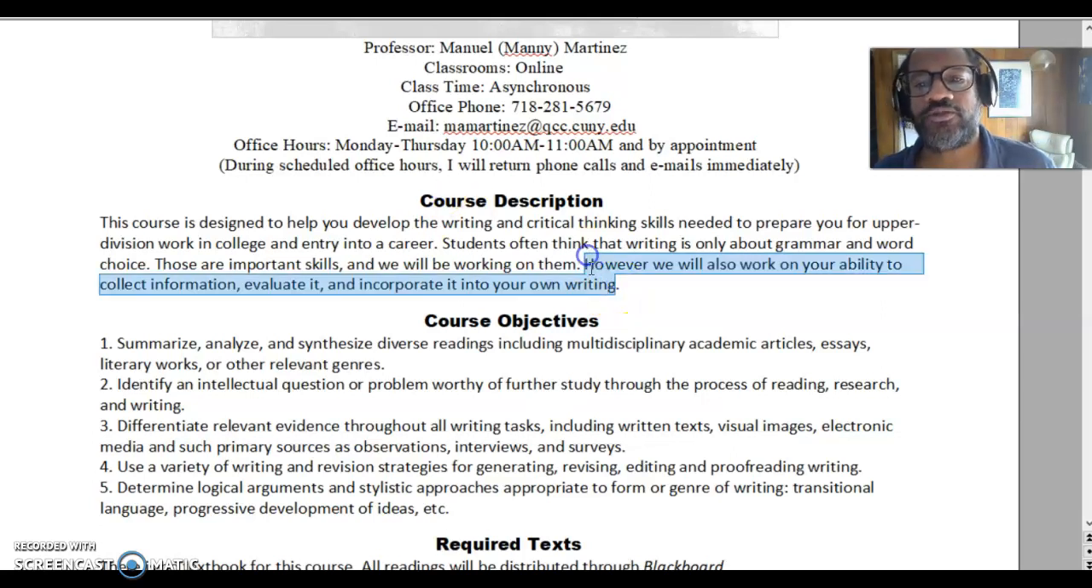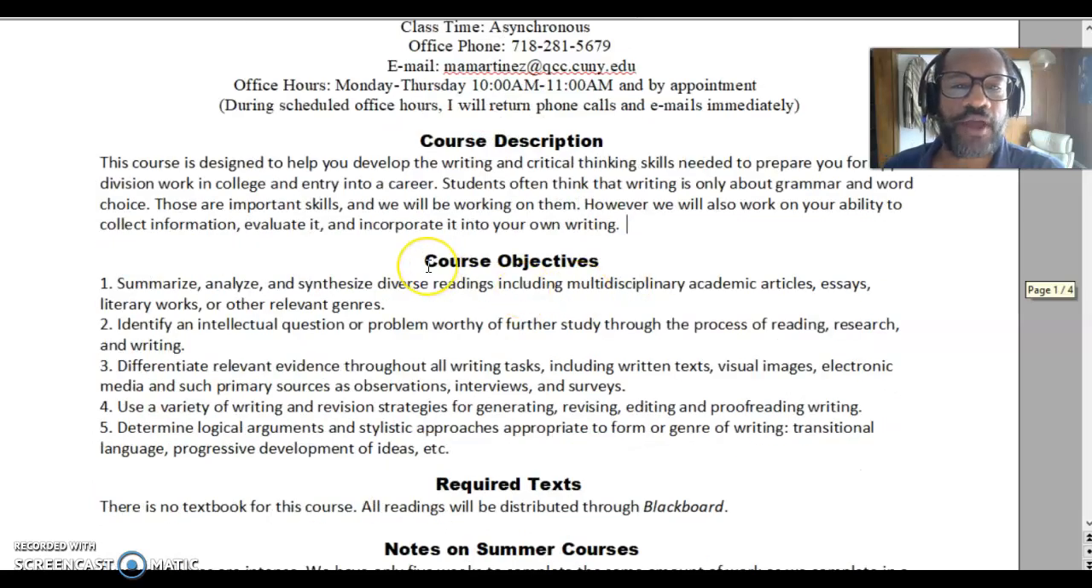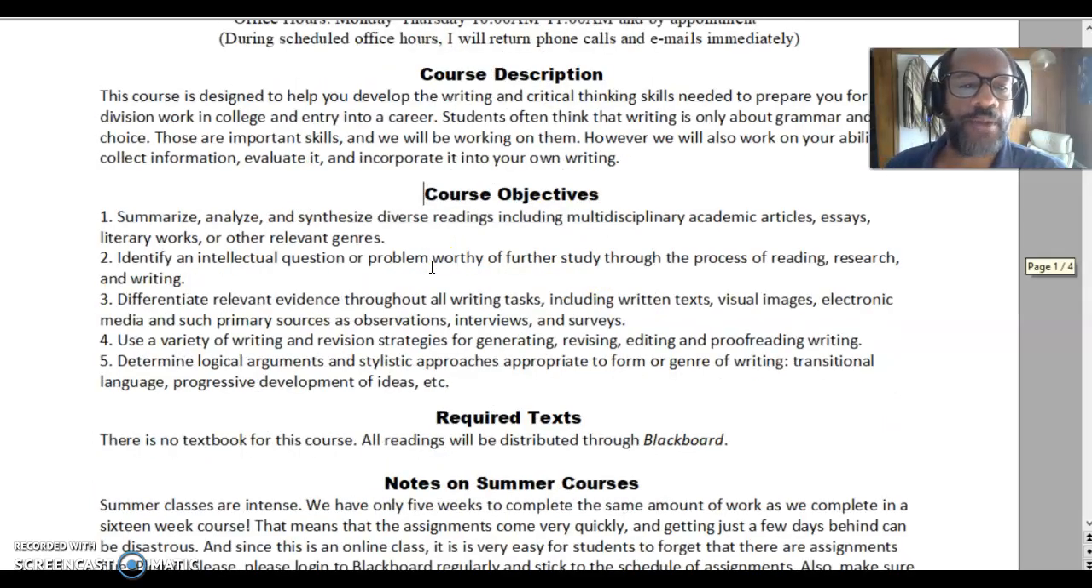That part here becomes really important: your ability to collect information, evaluate it, and incorporate it into your own writing. Come up with, take ideas from other places and add to them. So there's that. We've got the course objectives. I'm not going to read through those, but those are the things that I am supposed to be moving you towards, right? All 101 courses should teach you how to, we can just look at number one quickly, summarize, analyze, and synthesize diverse readings, right?